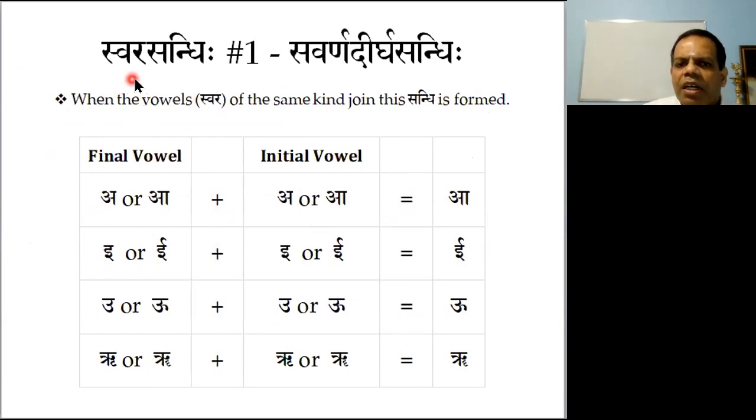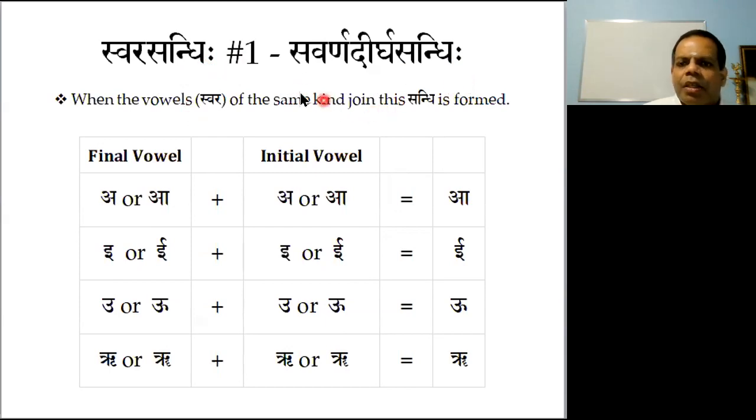Swara, swara, swara. I hope you all remember. Swara means vowel. Sandhi means a joint. Okay, when two vowels come together, what the joint is, is explained here. Again, simple vowels. Okay, swara sandhi. This is one type of swara sandhi. Okay, I will read the word and explain. I hope it's not too much.